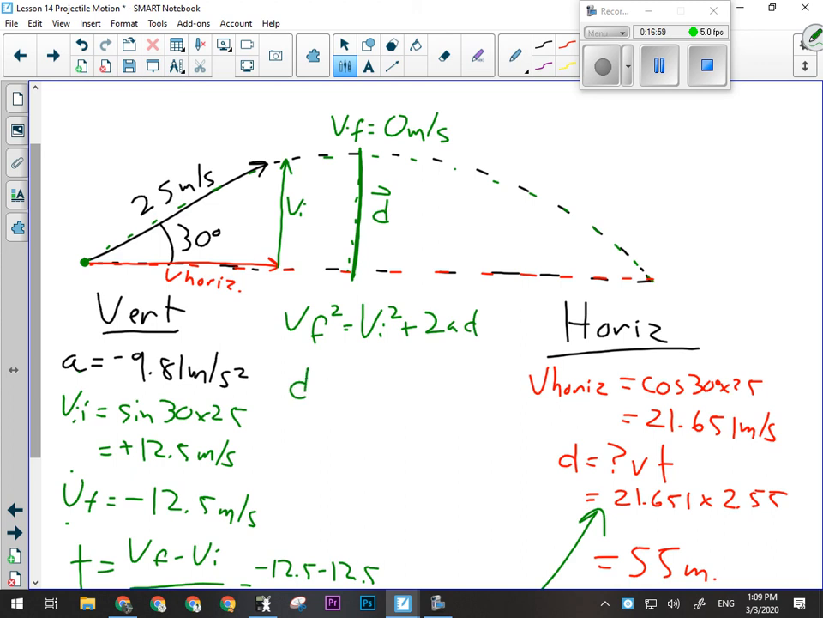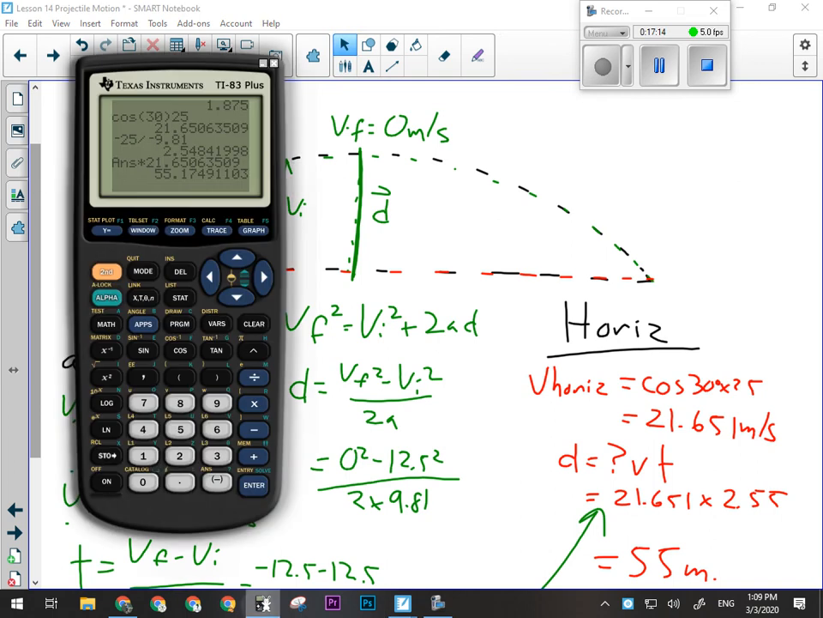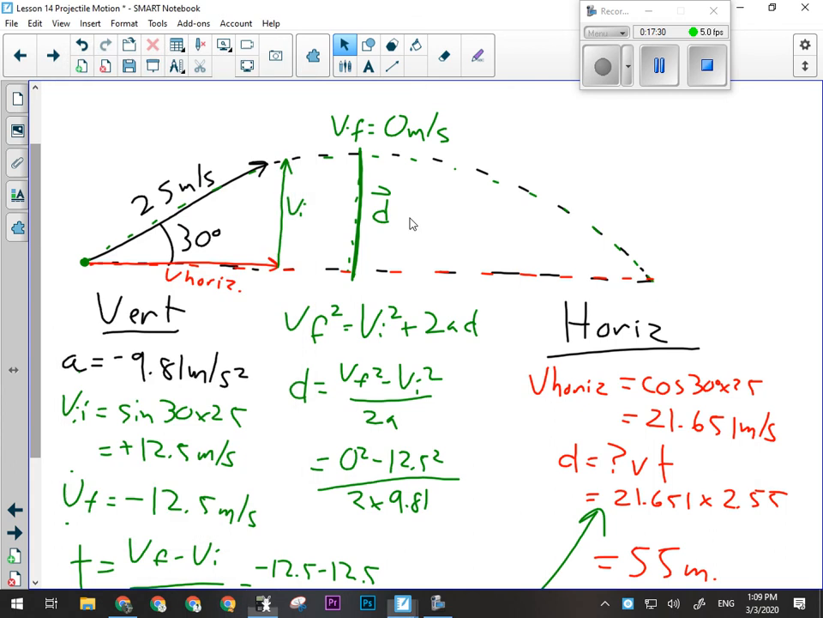So I'm just going to manipulate for D: VF squared minus VI squared over 2 times A. So that'll be 0 squared minus 12.5 squared divided by 2 times negative 9.81. All right. This is going to reach a height of 8.0 meters. Everybody all right with that? Now, like we said, we could also use half the time, and I'll get the same number.